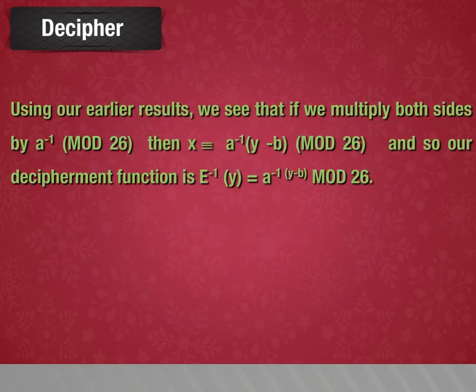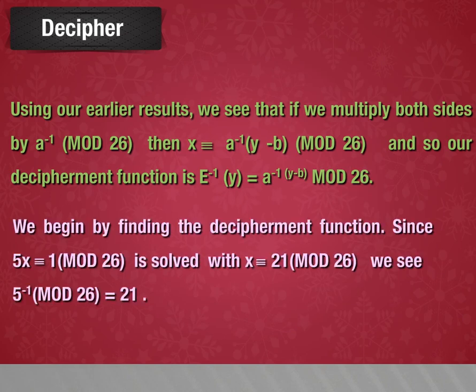Using our earlier results, we see that if we multiply both sides by a inverse mod 26, then x is congruent to a inverse times (y minus b) mod 26, and so our decipherment function is E inverse of y equals a inverse times (y minus b) mod 26. We begin by finding the decipherment function.